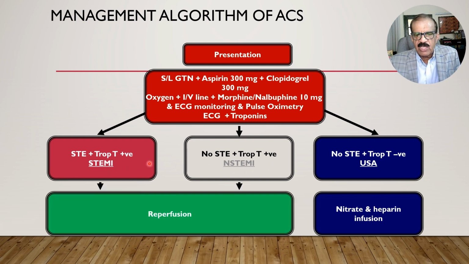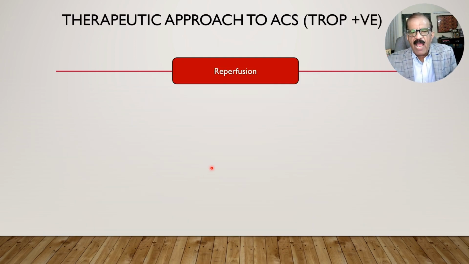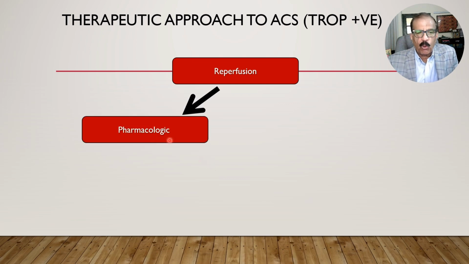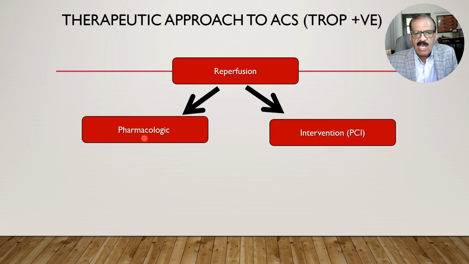In both these categories, we need to do the reperfusion. Of course, there are multiple ways of doing reperfusion. Best is PCI. So I'm going to now take up these two conditions, STEMI or NSTEMI. So the primary aim of the treatment is reperfusion. So we have pharmacological methods of reperfusion and we have intervention, percutaneous coronary intervention.